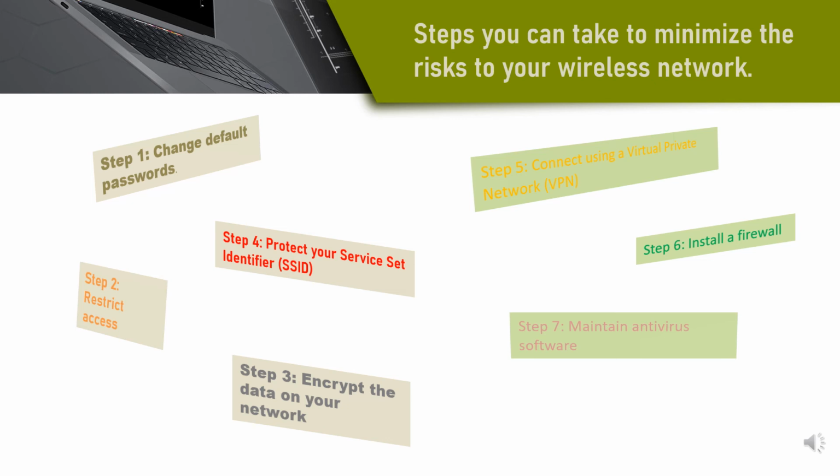Step 4. Protect your service set identifier. To prevent outsiders from easily accessing your network, avoid publicizing your SSID. All Wi-Fi routers allow users to protect their device SSID, which makes it more difficult for attackers to find a network. At the very least, change your SSID to something unique. Leaving it as the manufacturer's default could allow potential attackers to identify the type of router and possibly exploit any known vulnerabilities.